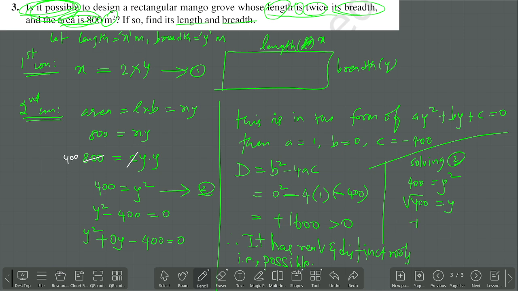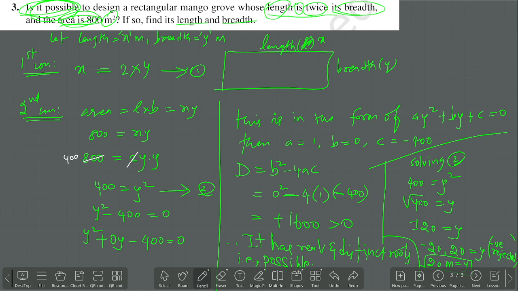When you take root, plus or minus 20 equal to y. What does it mean? Minus 20 answer, plus 20 answer. But negative we should reject, positive we should accept. That's what they are telling you, distinct roots. One negative, one positive, we are getting distinct roots. Now we are going for finding the length and breadth. Here negative is rejected, no? So 20 meter equal to y. Negative is rejected. In bracket you write negative value rejected.